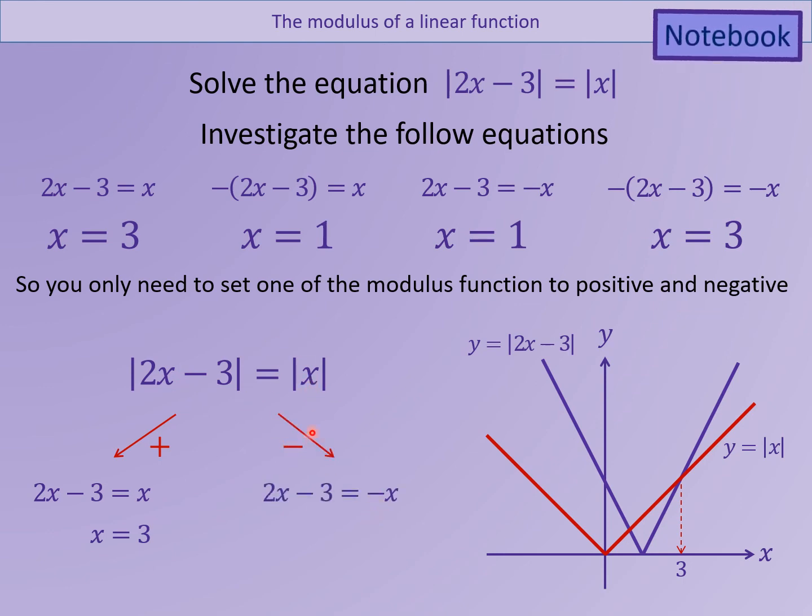And that's why this negative idea, people fall into the trap of making them both negative, and then you get a repeated answer. So when you choose a negative, ignore the fact that you have two modulus functions, just leave one alone and change the other one to a negative. It doesn't matter which side you choose. There's your example there. You'll always get x equals 1. Okay.